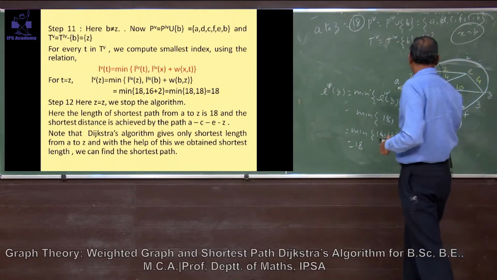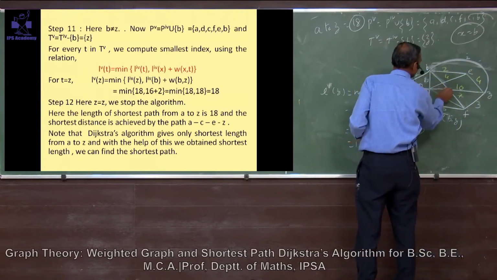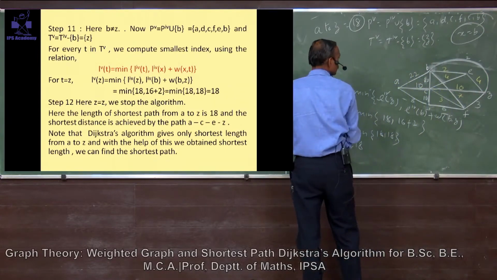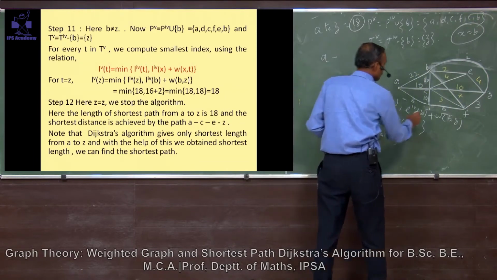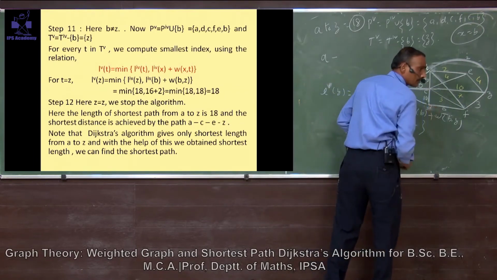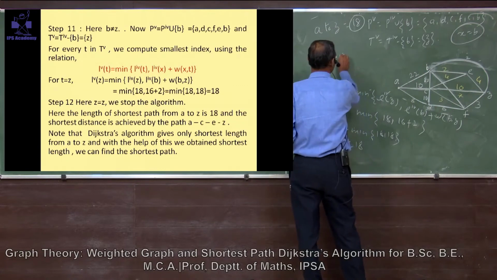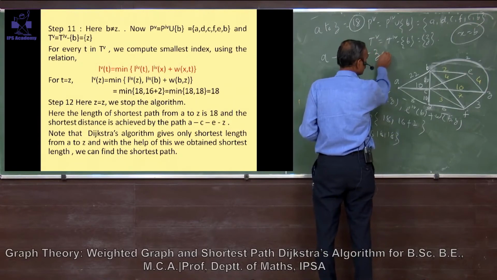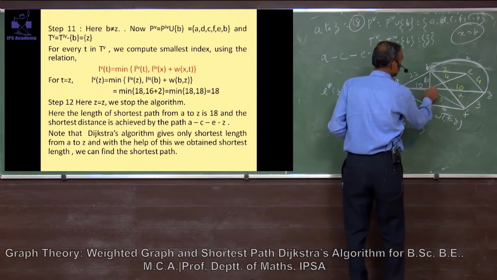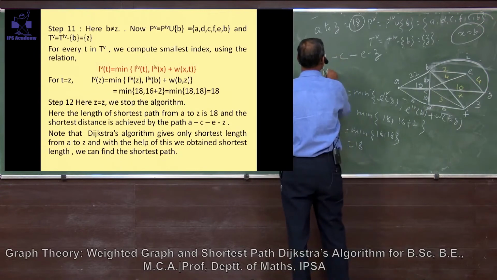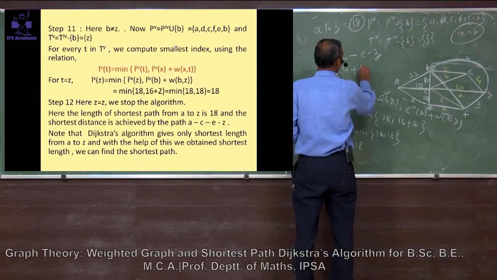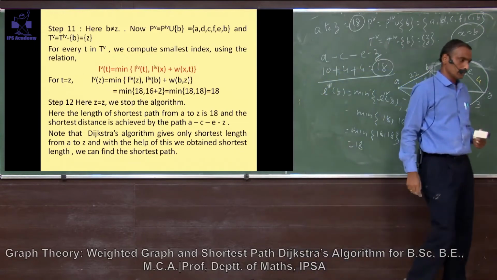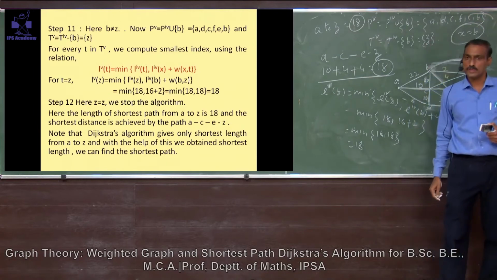The shortest distance is 18, and now we need to see which path achieves this value. So the path is A to C, C to E, and E to Z. The length is 10 plus 4 plus 4, that is 18. So this is your shortest path, A to C to E to Z.